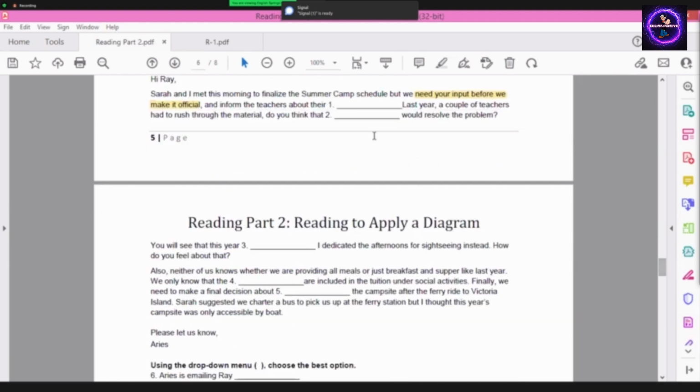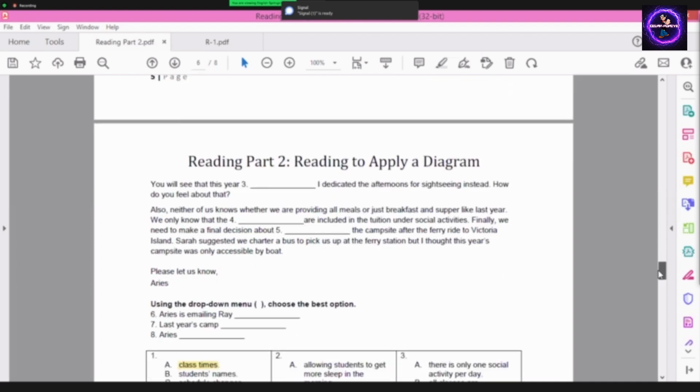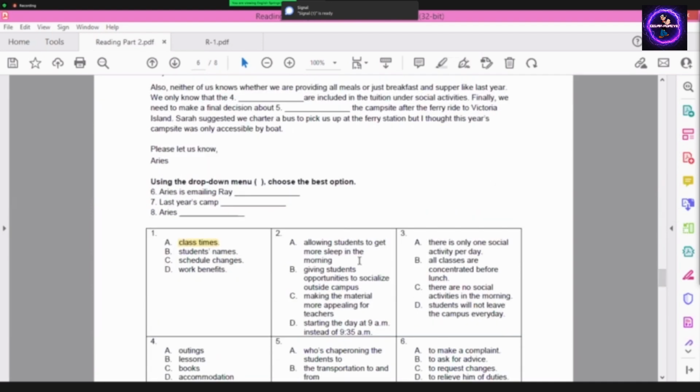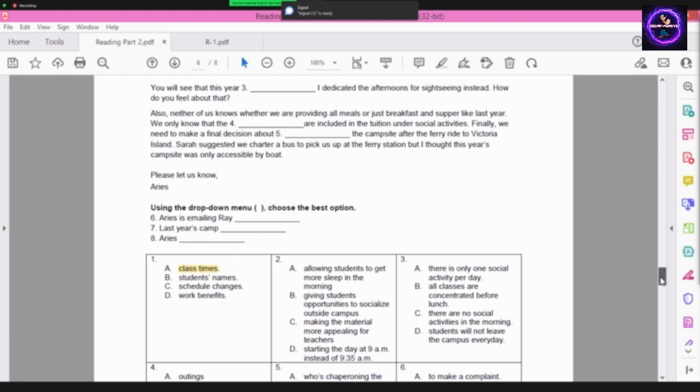Next is about the class times. Last year, a couple of teachers had to rush through the material. Do you think that dash would resolve the problem? Allowing students to get more sleep in the morning, giving students opportunity to socialize outside, making the material more appealing for teachers, starting the day at 9 a.m. instead of... Okay, probably the time was short. Allowing students to get more sleep in the morning will reduce the day's class times. Correct. So that won't make any sense.